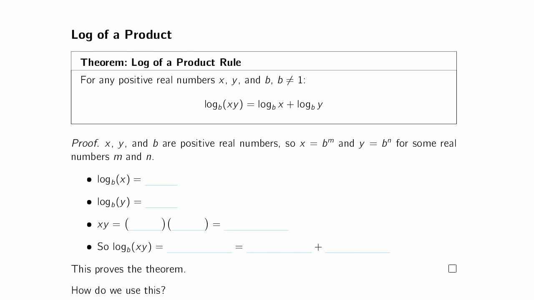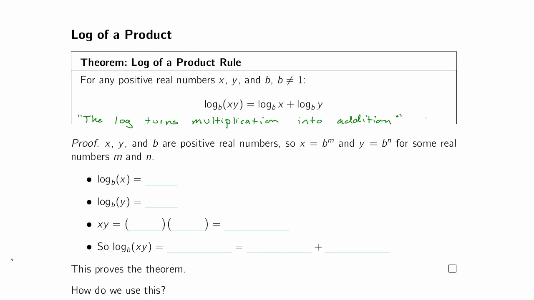Okay, our first log rule, our first property of logarithms, is what we might call the log of a product rule. If we have any positive numbers and any base that we can use as the base of a log, then the log of the product is the sum of the logs. Sometimes we phrase this property as the log turns multiplication into addition. The log of a product becomes the sum of the logs.